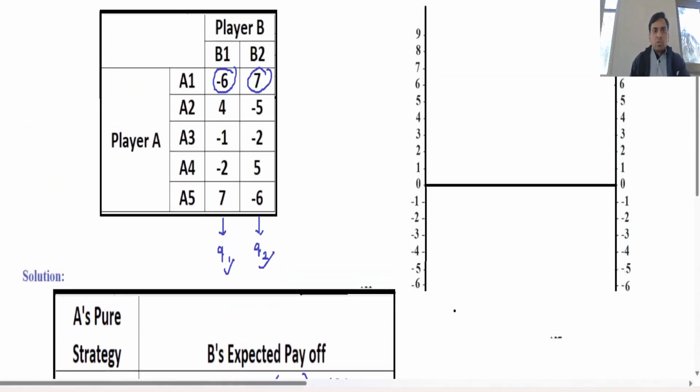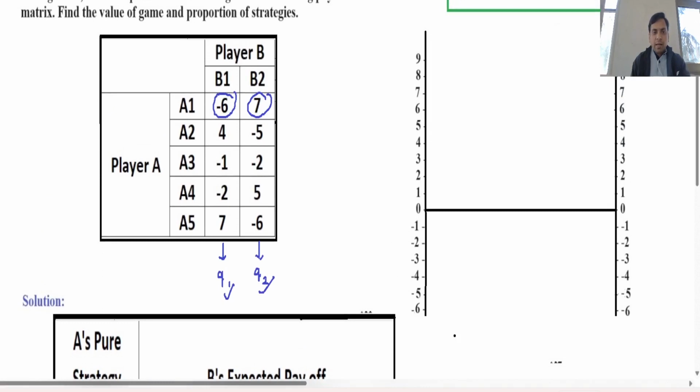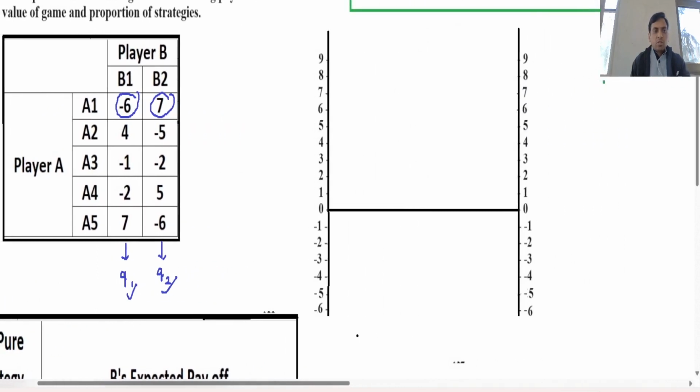As there are two strategies for player B, we will draw two vertical bars, and this first bar is for B1 and this second bar is for B2. Now values on this. So we will see in this block minimum value is minus 6 and maximum value is plus 7. So we will draw line from minus 7 to plus 7 at least, and we can draw more. So I have taken up to 9.